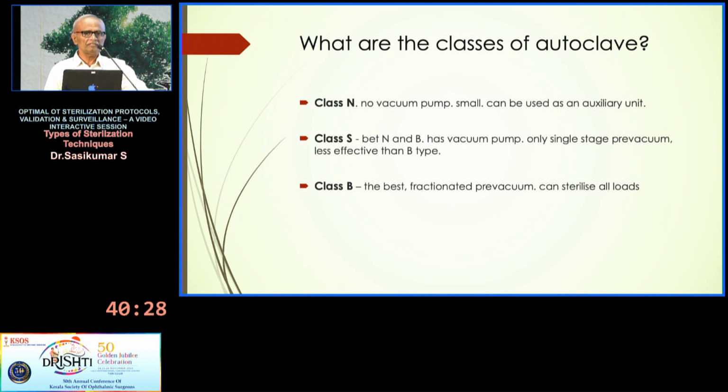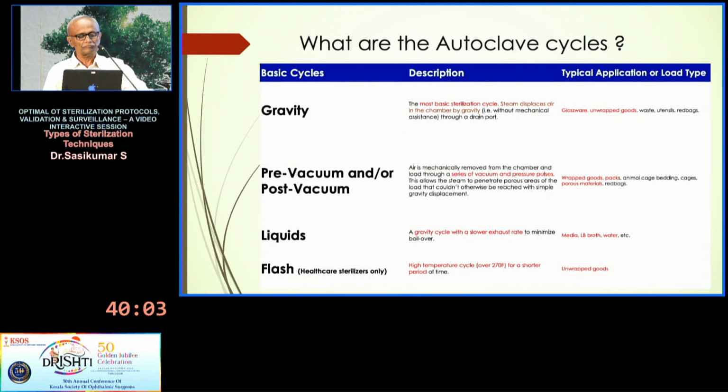While class B is the best, that contains fractionated pre-vacuum and can sterilize all loads, including packed loads and the porous loads. Class S is between the N and the B class. It has a vacuum pump, but it is not a fractionated pre-vacuum. It is only a single stage pre-vacuum and is less effective than the B type. So whenever you go for an autoclave, you always go for the class B autoclave.